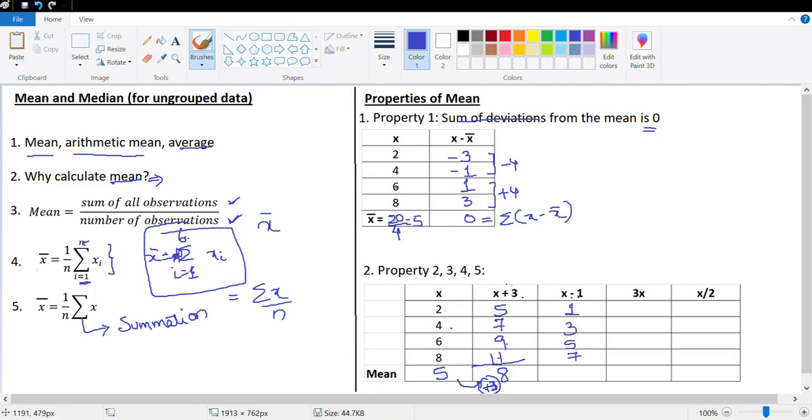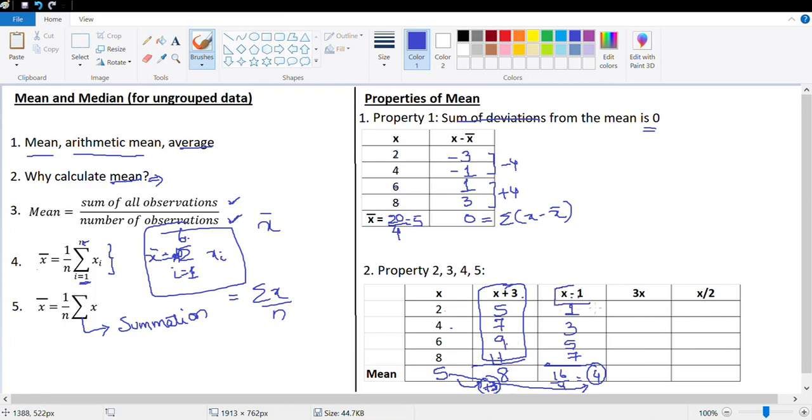So we tried it with adding a number. Let's try it with subtracting a number. So I have subtracted 1 from all the 4 data points. Let's find the mean of this. So that's 7 plus 3, 10, 15 and 1, 16. So this is 16 divided by 4, which is equal to 4. So what did I do to 5 to get me 4? Yes, I subtracted 1, which means if you subtract a number from all the data points, mean also gets subtracted by the same number.